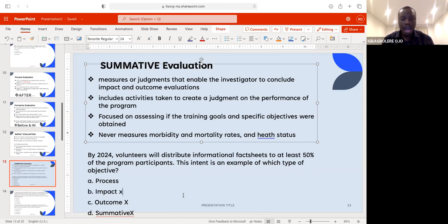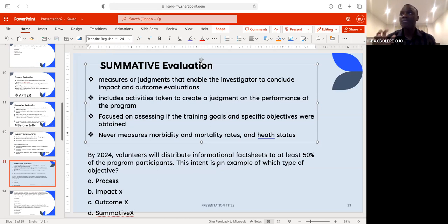So remember we said a process objective. For example, here, we are not measuring any kind of knowledge shift or behavioral change, so it cannot be impact. Remember, I said outcome, you have to look at 3 indices: morbidity, mortality, and health status. None of that has been mentioned. Summative, like we said, we are giving a judgment on goals, right? We are passing a judgment on goals. We are evaluating. So right here, we are not doing that. And obviously, there is nothing like a summative objective, please, all right?